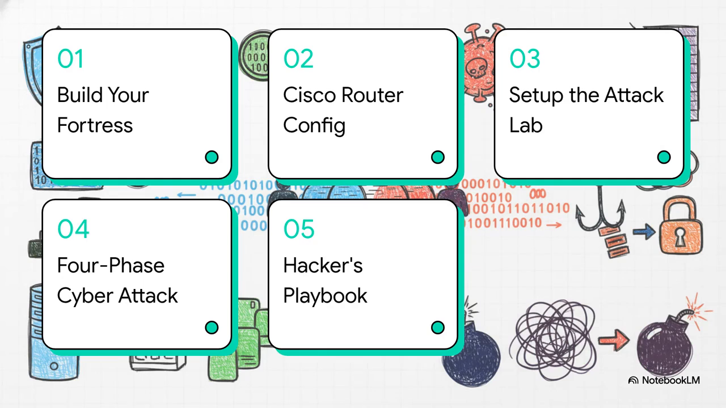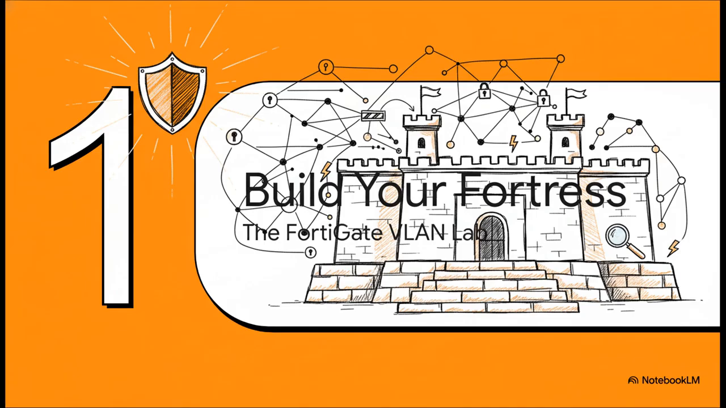So here's our game plan for today. First, we'll build out a secure network using FortiGate. Then, we're going to pivot, set up a whole new virtual lab, and launch a pretty cool multi-stage attack against a server we've set up. Let's jump right in. Okay, first things first, defense.